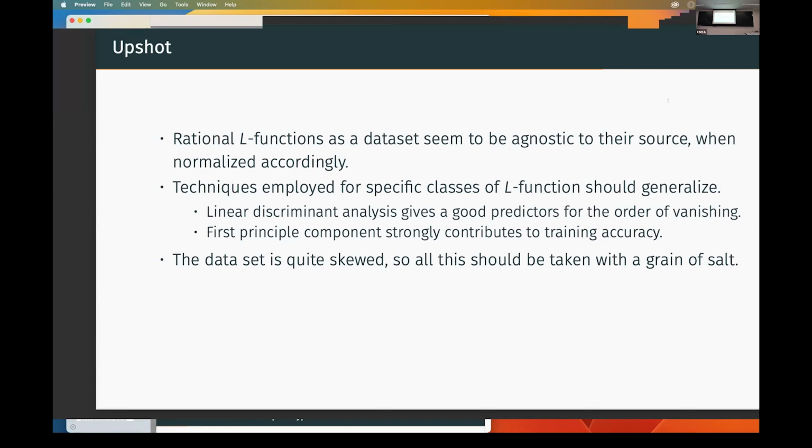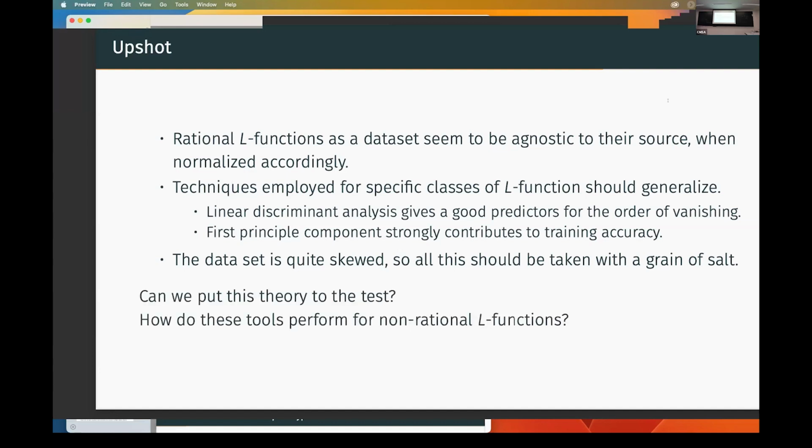On the other hand, the dataset is quite skewed. So I think that's why I put the UpSet plots. It's easy to get very excited about this, but then realize that the dataset is really skewed in some direction. So we should try to make the dataset more homogeneous, or look at the classes and see if things really behave the same way.